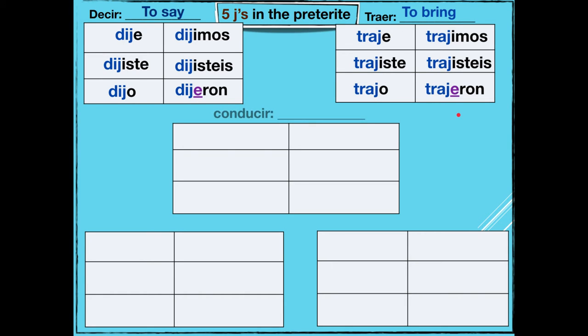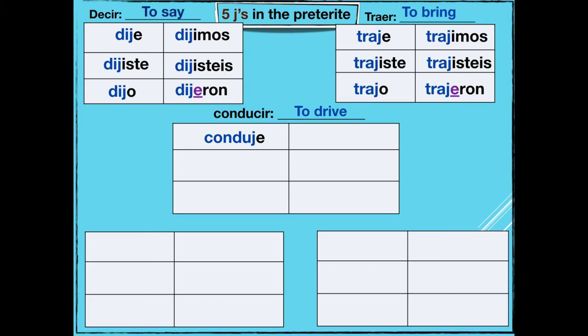The next verb is conducir. Who remembers what conducir means? Yes, to drive. Think of the word to conduct. If you conduct, you're in charge, you're driving, right? So conducir, that's I drive. Yo conduzco, tú conduces. But we're talking past tense. I drove, you drove. So the first one will be yo conduje. And then you guys can do pretty much the rest on your own once I give you the first word.